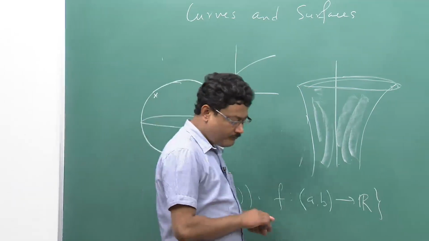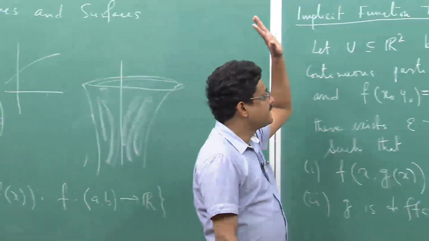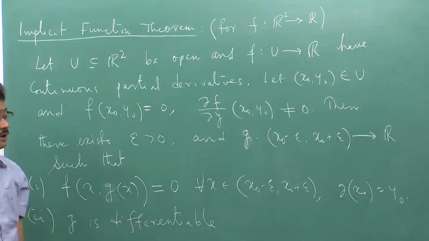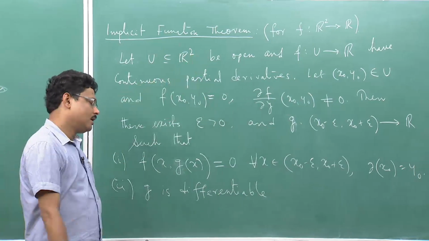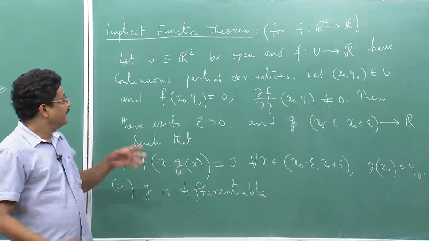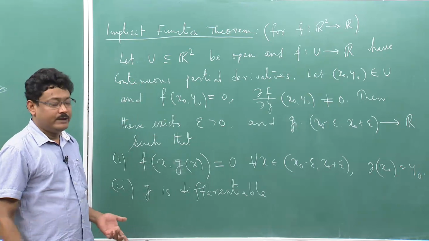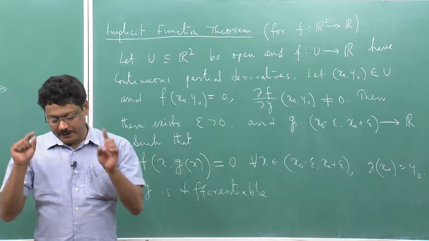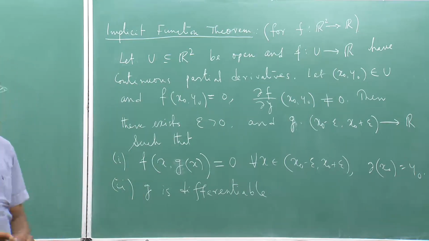Now, there is this very beautiful theorem called the implicit function theorem. I have written down the version from R2 to R. I will write down the version from R3 to R2 when needed. It says that every smooth curve is locally a graph.